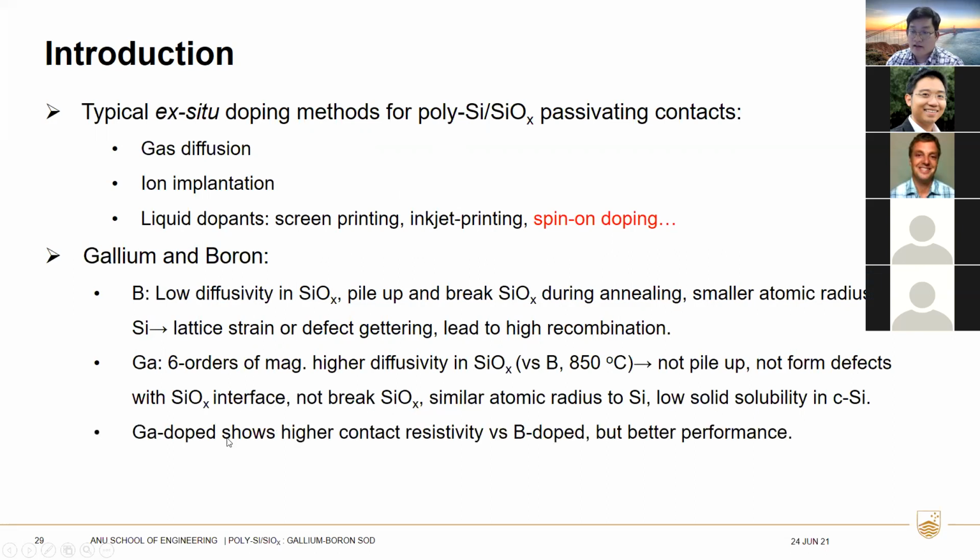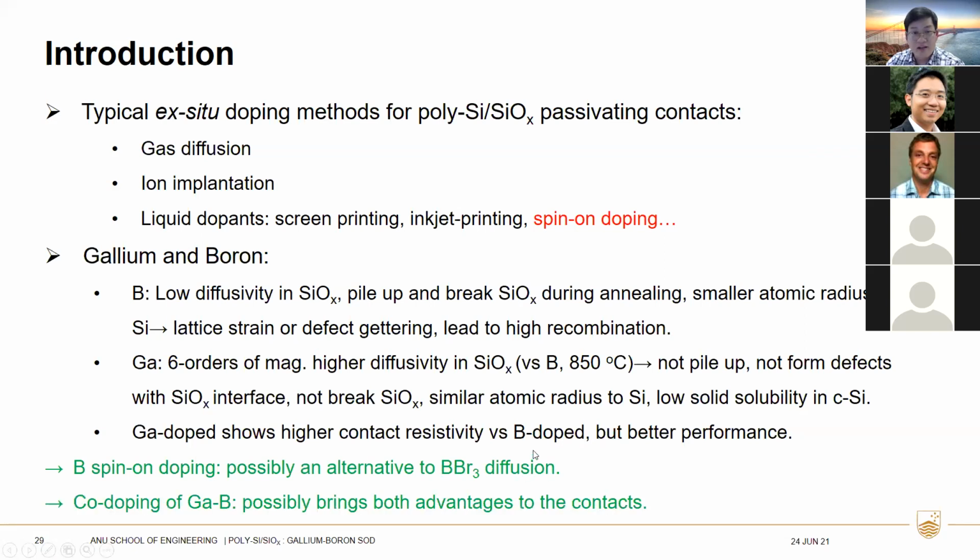Gallium doping shows higher contact resistivity compared with boron doping, but it has better performance. So here we can say boron spin-on doping can possibly be an alternative to the traditional boron diffusion. And the co-doping of gallium and boron can possibly bring the advantages of both to the passivating contacts. So let's explore this case study here.